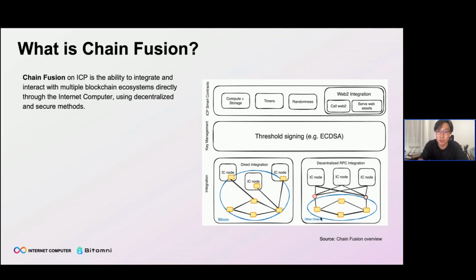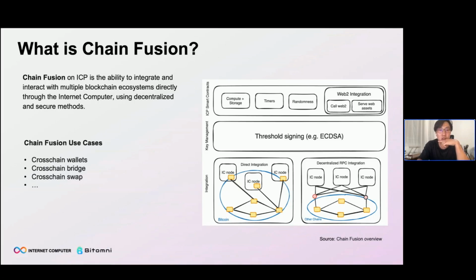So, which is awesome. And the other integration type would be using decentralized RPC integration. Basically, these IC nodes talk to the RPC nodes of other blockchains and listen for the events and do some actions accordingly.